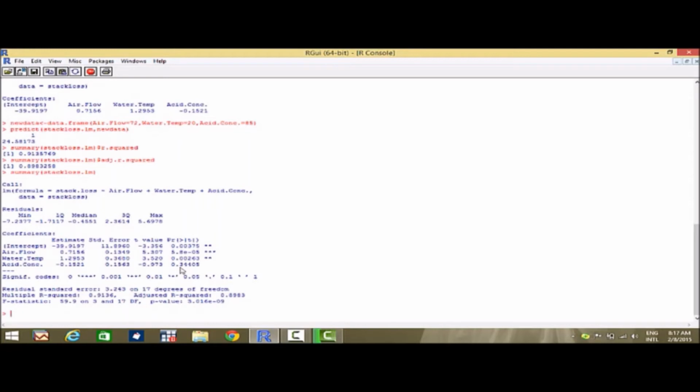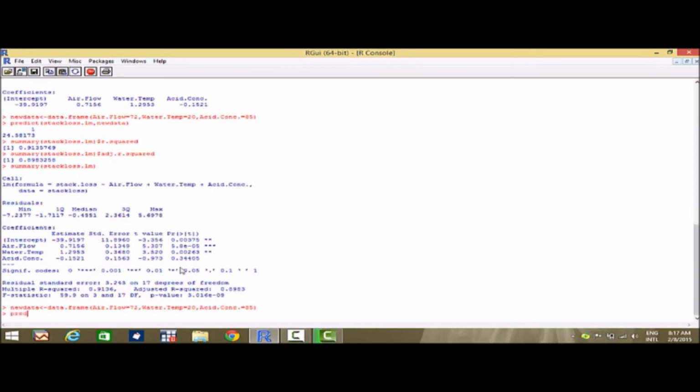Similar to the previous case where we tried fitting the confidence interval and the prediction interval, we'll try to find out the confidence interval for this multiple linear regression case. What we do is to first fit the values of the independent variable. So say new data is equal to data dot frame of, the values are air dot flow is equal to 72, say water dot temp is equal to 20, and acid dot concentration is equal to 85.